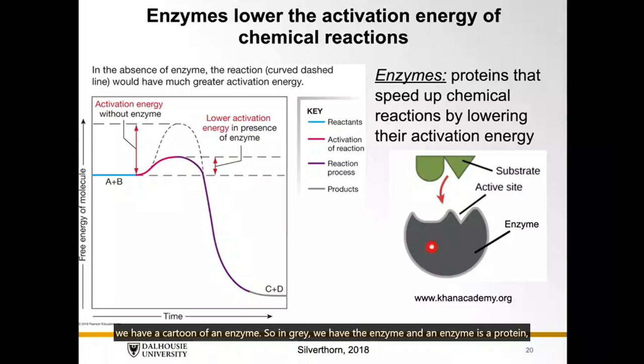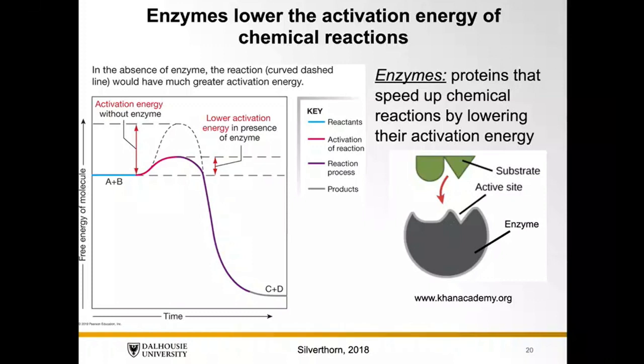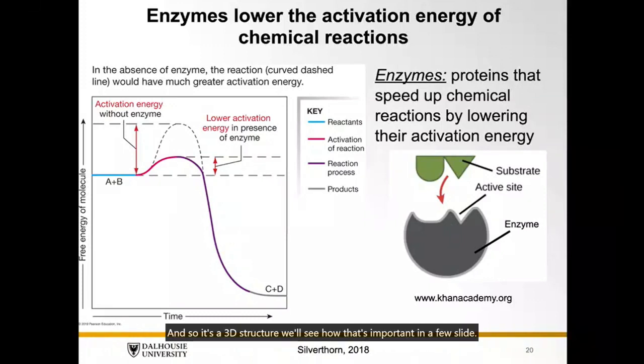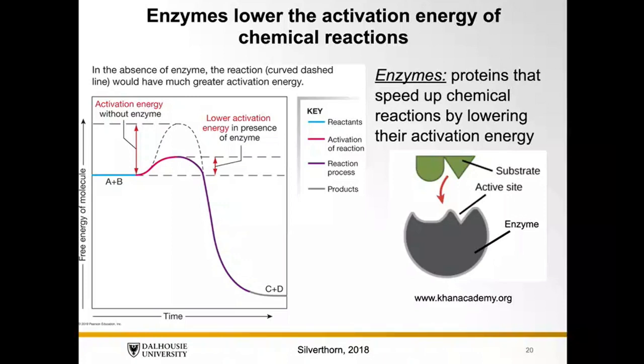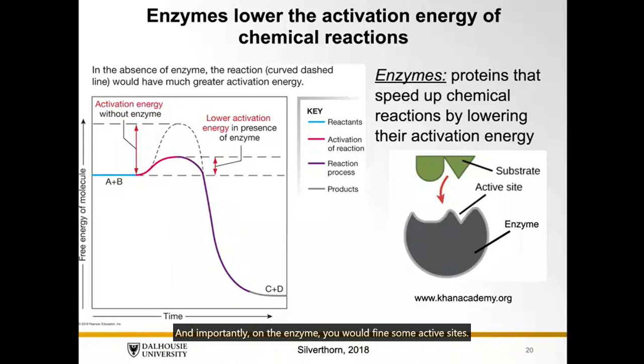On the right here, we have a cartoon of an enzyme. So in gray, we have the enzyme. And an enzyme is a protein. So it's made of amino acids that are linked together and then folded. So it's a 3D structure. And we'll see how that's important in a few slides. And importantly, on the enzyme, you would find some active sites. So here we have two, one for each reactant or one for each substrate. So one active site here and one active site there.